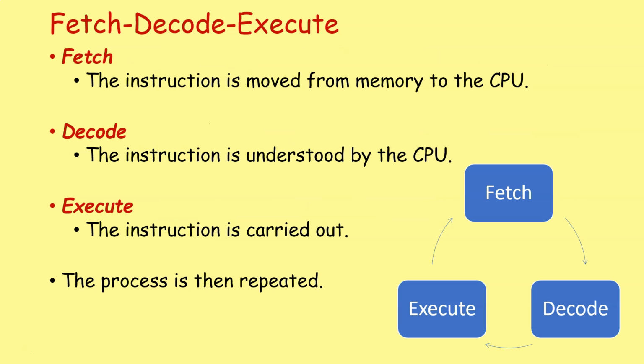So if you remember from the previous lesson, this is a simplified description of what the Fetch-Decode-Execute cycle does. Fetch: the instruction is moved from memory to the CPU. Decode: the instruction is understood by the CPU. And execute: the instruction is carried out. And this process is repeated again and again.